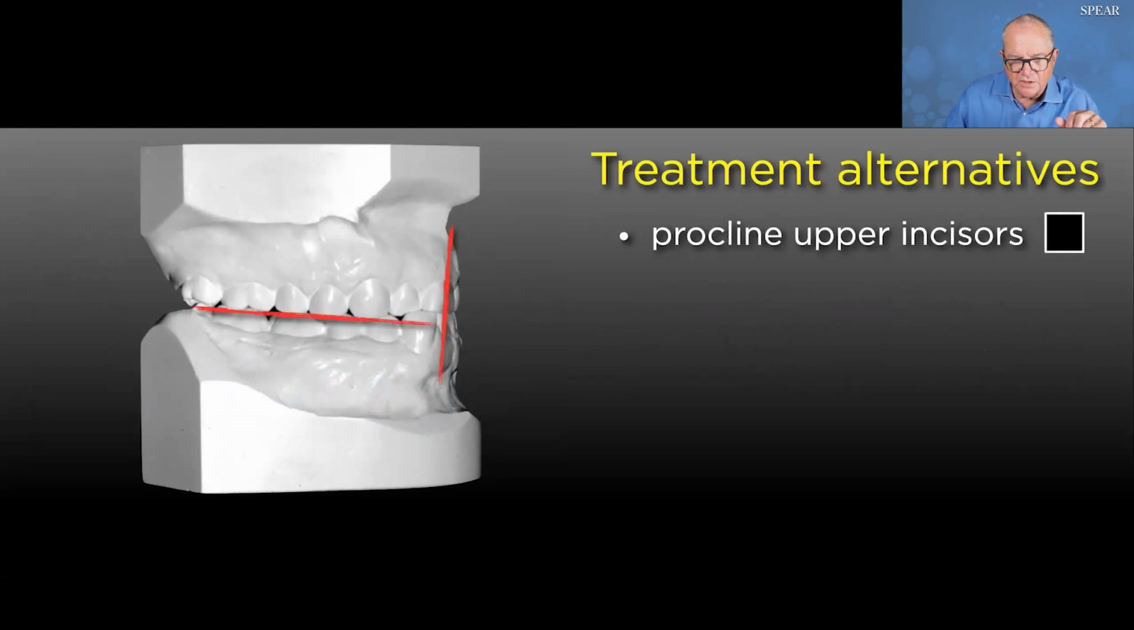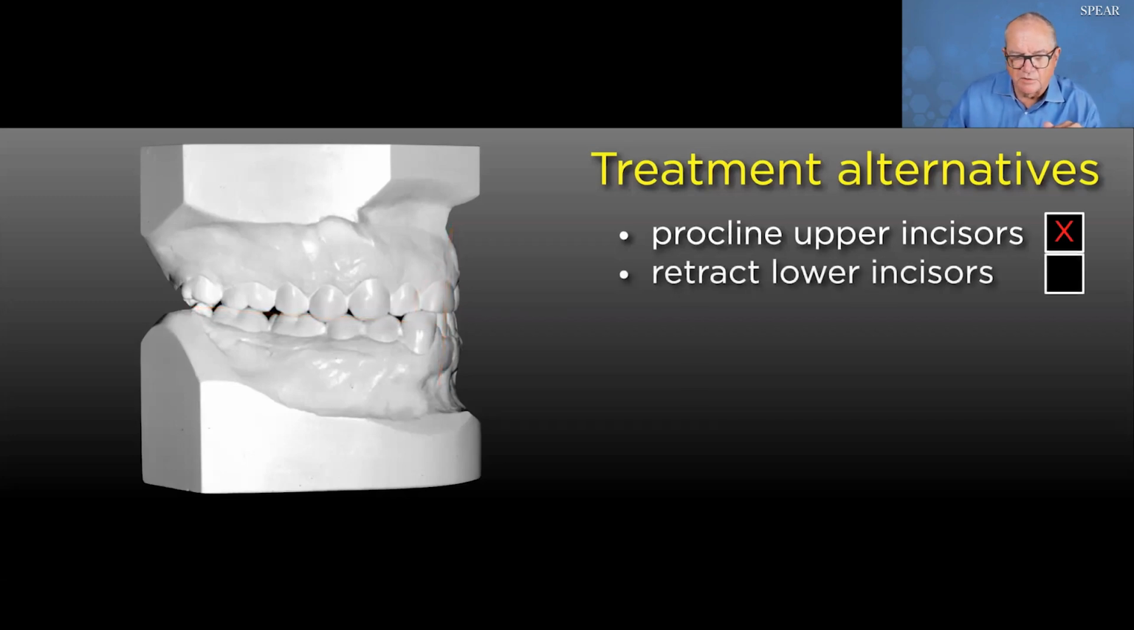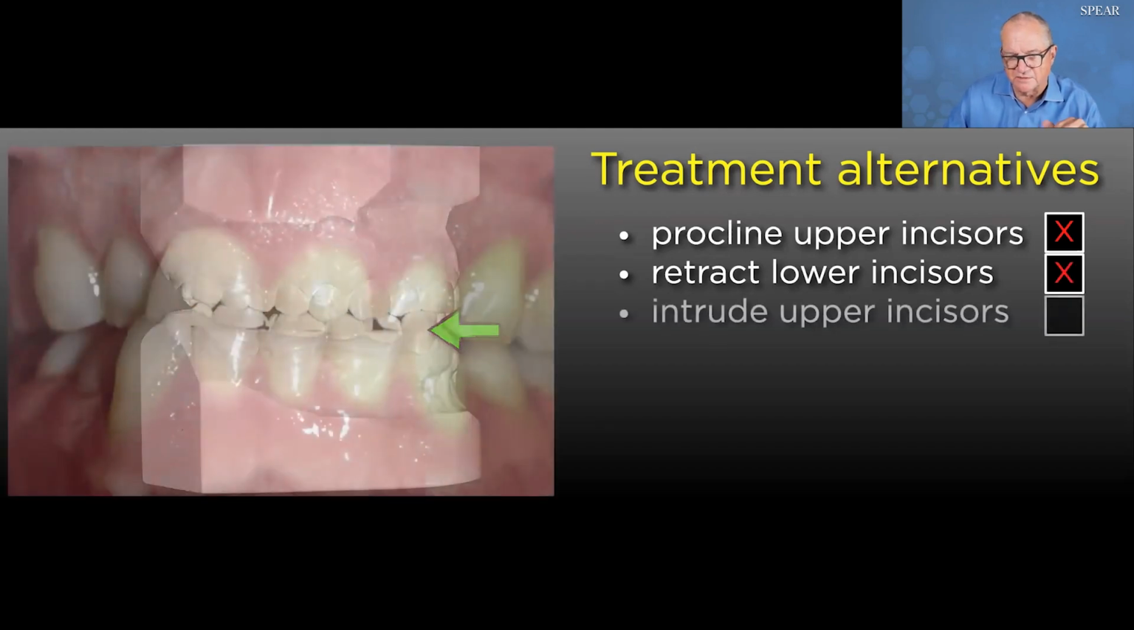And are we going to procline the upper incisors? Yes, they're over 90 degrees. So they're going to get proclined. Are we going to retract the lower incisors? Yes. That's where we're going to get our overjet. Proclining the uppers, retracting the lowers.